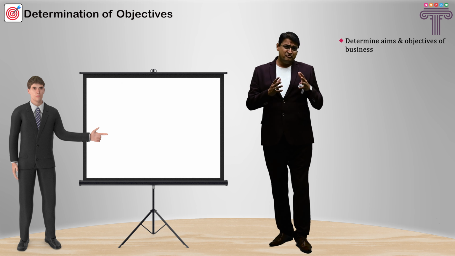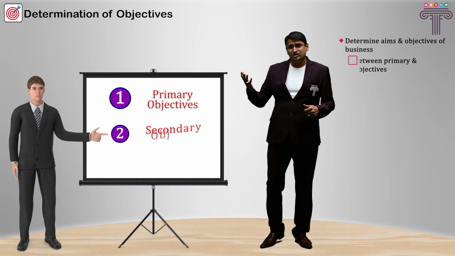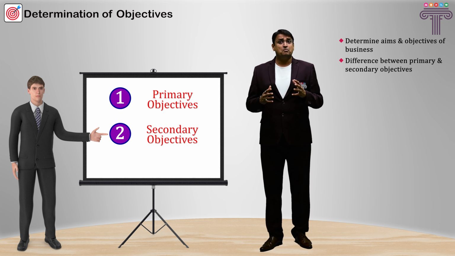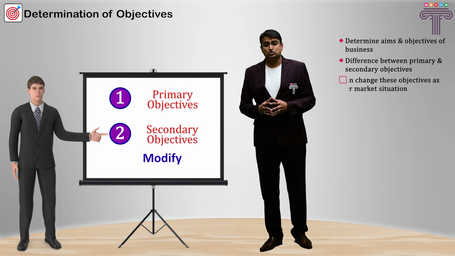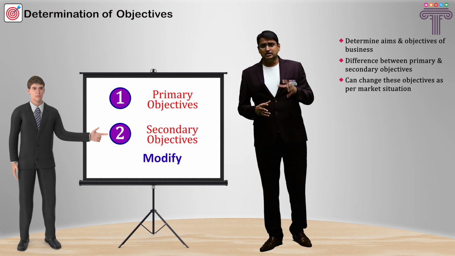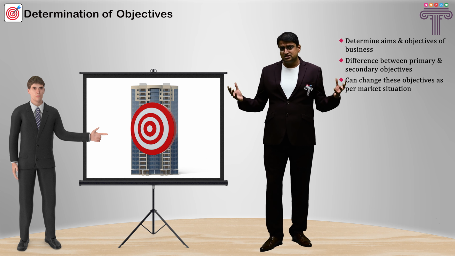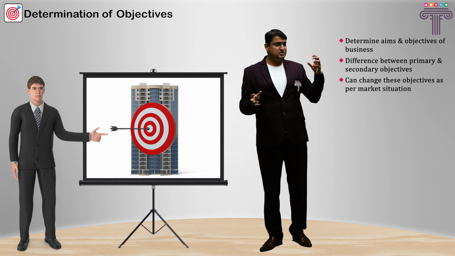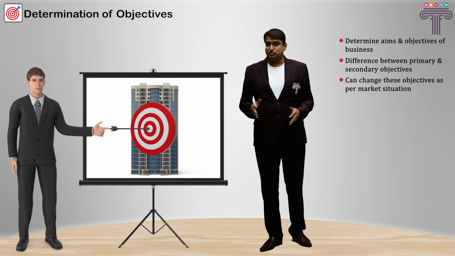Not only that, there are various types of objectives we can set, be it primary objective or secondary objective, right? These objectives can be modified depending on the business situation. But in spite of all this, the whole function of setting the goals and objectives, so that the business will run according to plan, has to be determined by the entrepreneur.